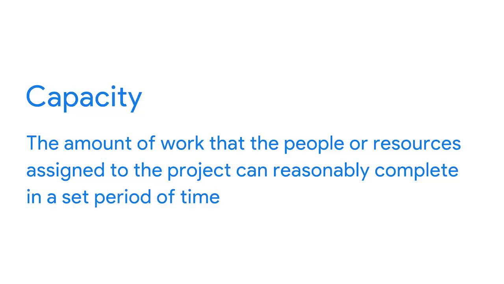Once you have that information, you'll need to determine if you have the right number of people to get the work done. To figure this out, you can use a technique called capacity planning. First, let's define capacity. Capacity refers to the amount of work that the people or resources assigned to the project can reasonably complete in a set period of time. A person can only do so much, and it's important to keep in mind each person's capacity when assigning work. This is where capacity planning comes in.